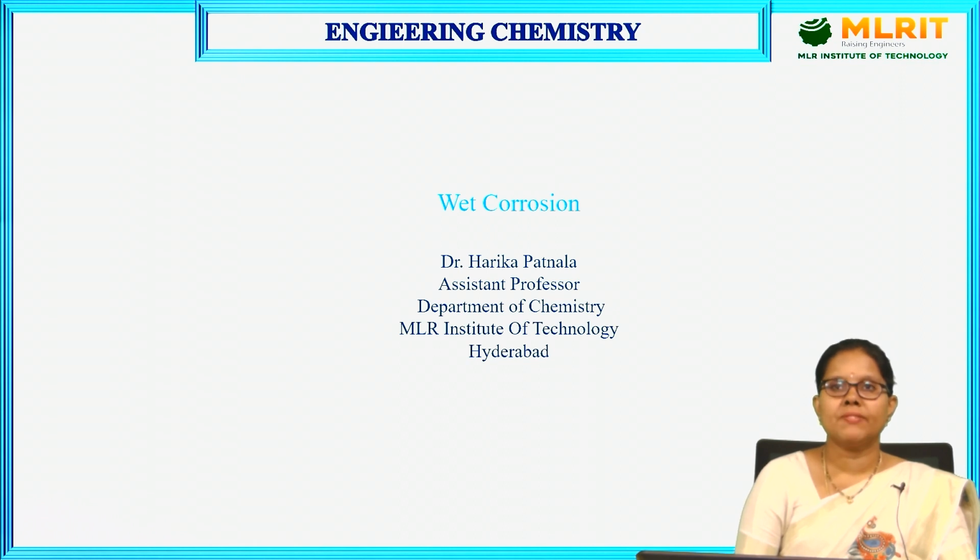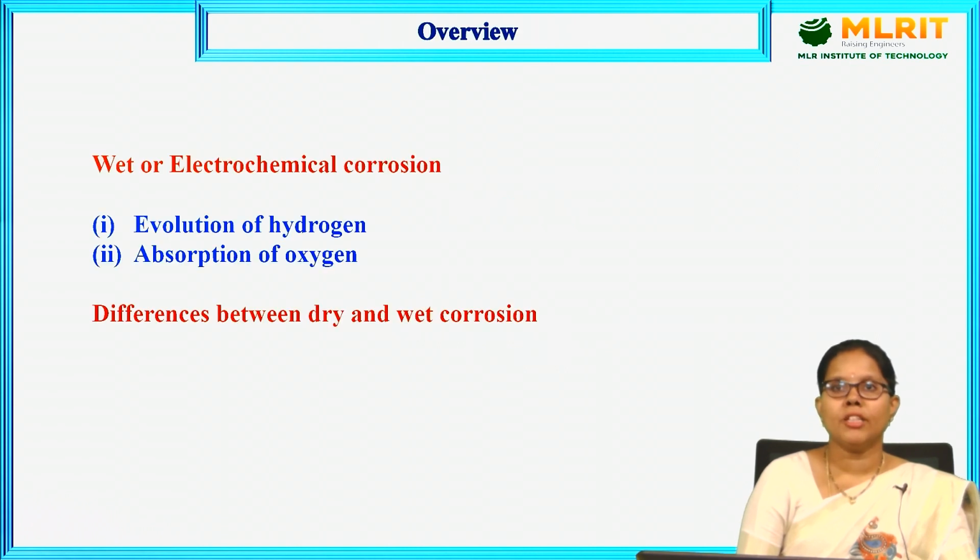In previous class, we have discussed about the mechanism of corrosion, dry corrosion. In today's class, we are going to discuss about the wet corrosion. Let us see the overview of the wet corrosion. In the wet corrosion, we are going to learn about the evolution of hydrogen and absorption of oxygen.